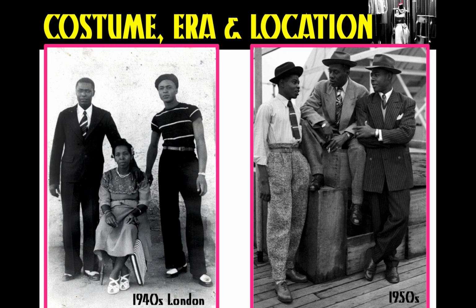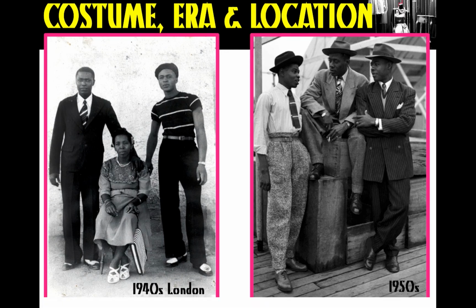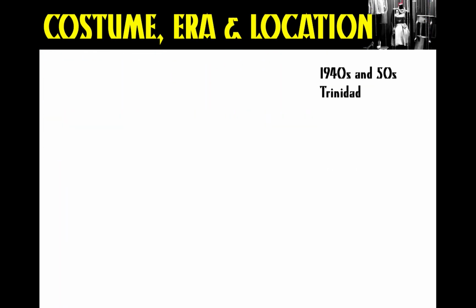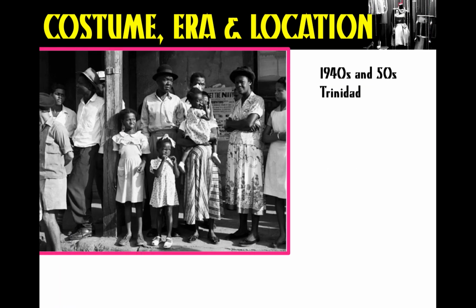So you see, of course, they're going to be wearing jackets and hats, but they're going to be wearing jackets because the climate demanded that. On the other hand, now, if you look at the 1940s and 50s in Trinidad, you see that the hats are still a very big part of the way they dress, but the kinds of clothes are very different. And of course, children are dressed differently from adults.